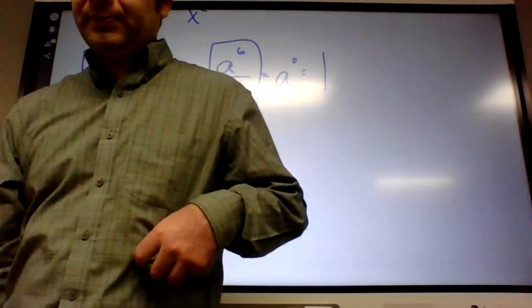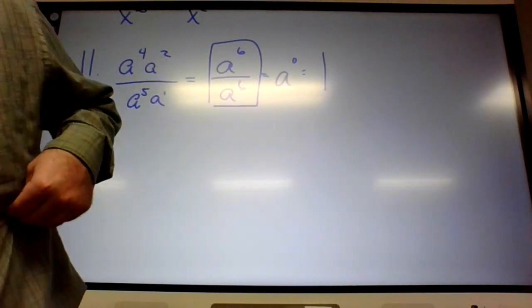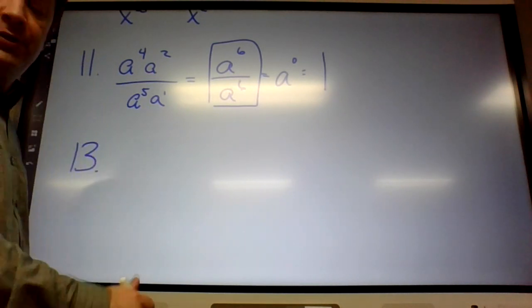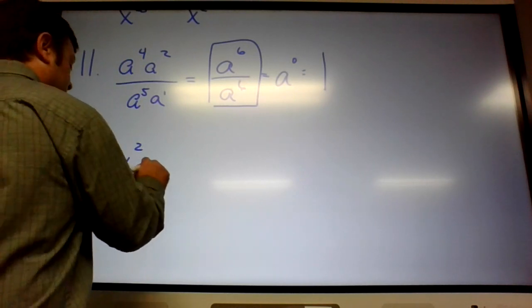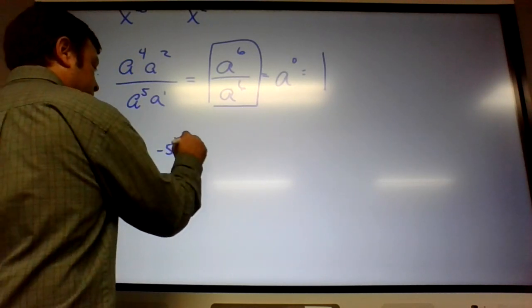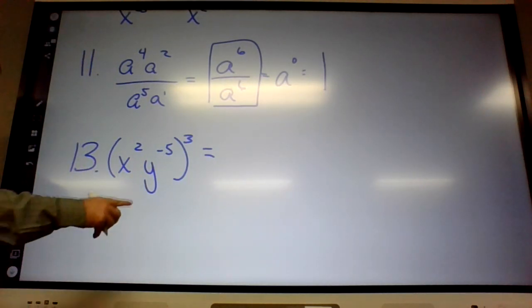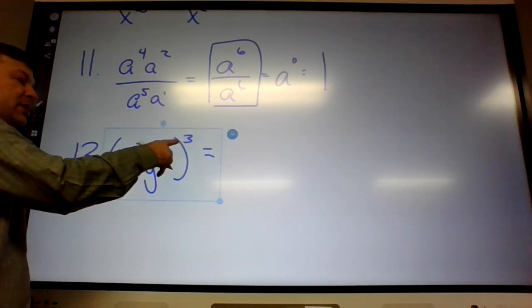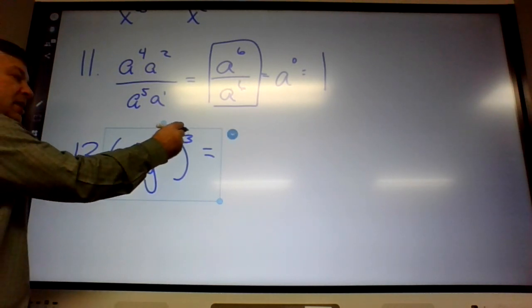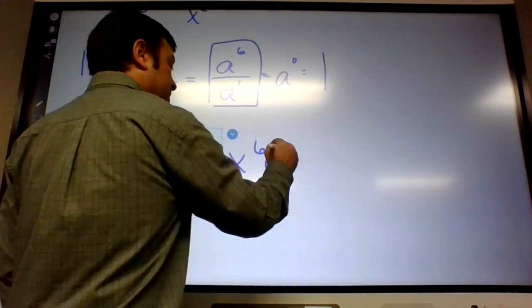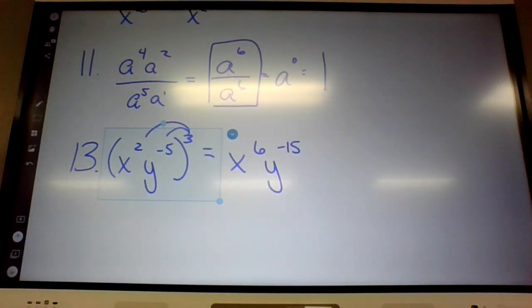Okay, 13. X squared y to the -5, cubed. Okay, this one is more like yesterday's. What did we do yesterday with the exponent out here? Multiply? Yeah, we did. And we multiplied both of those. So this is x to the 6, y to the -15, if you multiply both of those. But we can't leave a negative exponent.